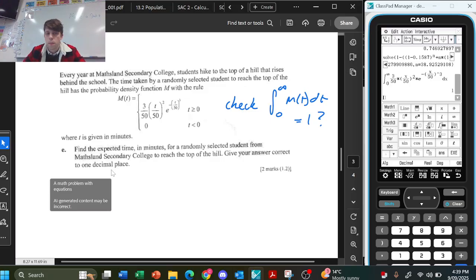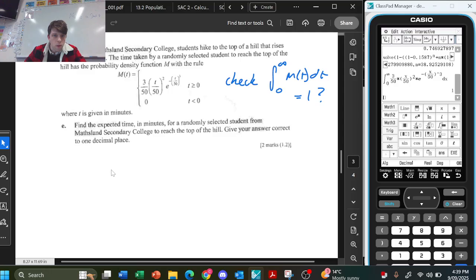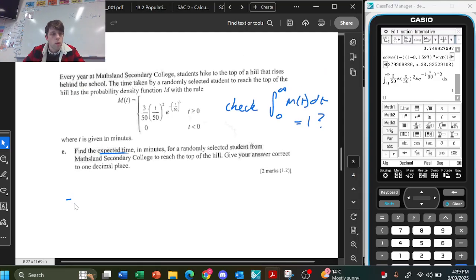Next, we need to find the expected time in minutes of a randomly selected student making it to the top of the hill. So expected values when we're dealing with continuous random variables. This is one of those rules that we need to know. I believe it's on the formula sheet. The expected value is simply the integral from 0 to infinity, or whatever the range is that you're dealing with, of the variable t multiplied by m(t) dt.